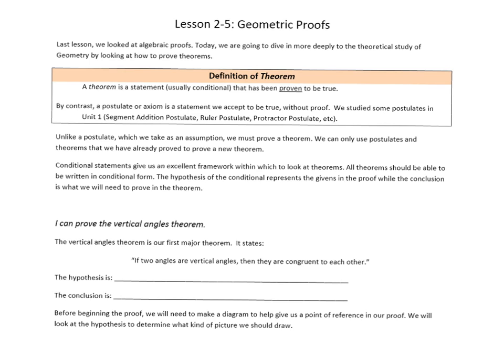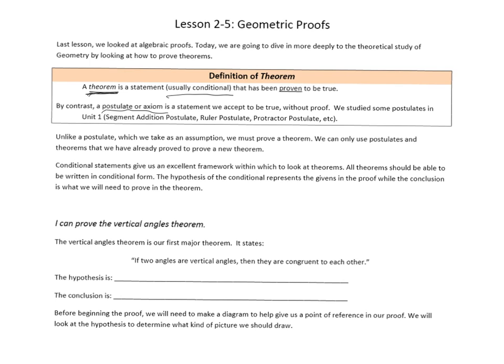much more theoretical. So basically, geometric proofs are going to prove theorems to be true, and a theorem is a statement, usually in the form of a conditional, that has been proven to be true. By contrast, a postulate or axiom is a statement that we accept to be true without proof. We've already studied a couple postulates, like the segment addition postulate, which you remember was part plus part equals whole in Unit 1. So you've already run across postulates, and postulates are just things that we assume to be true. Unlike a postulate, we have to prove theorems.